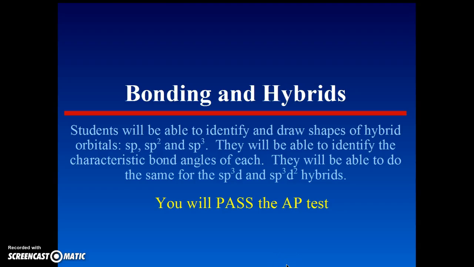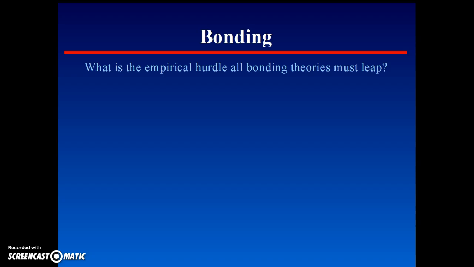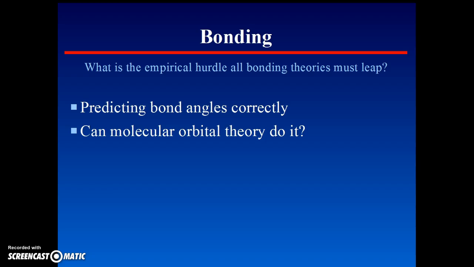Let's talk about bonding and hybrids, and this is going to be important to your passing the AP test. What's the empirical hurdle that all bonding theories have to leap? Well, it's got to predict the right bond angles. And the question is, can molecular orbital theory, overlapping atomic orbitals, do it?